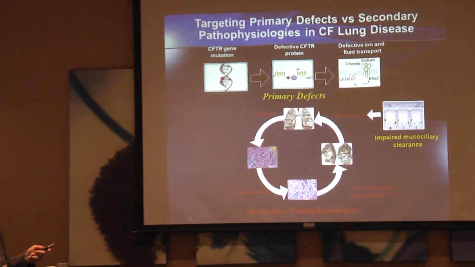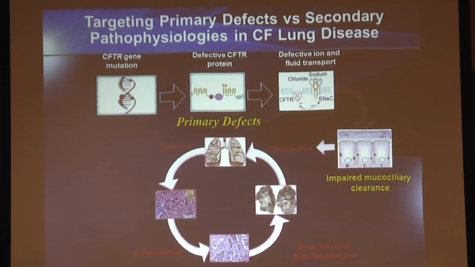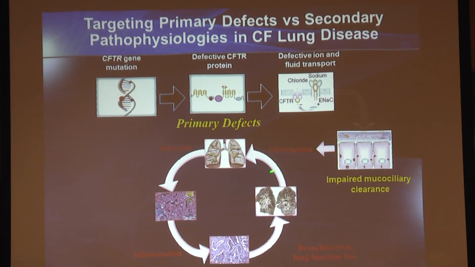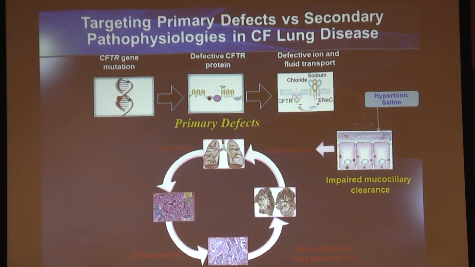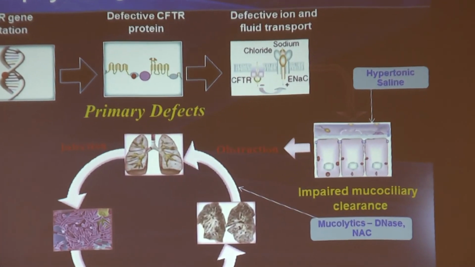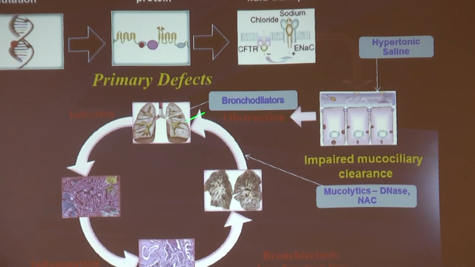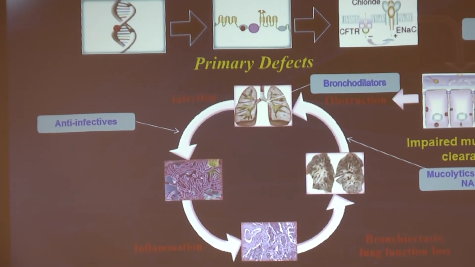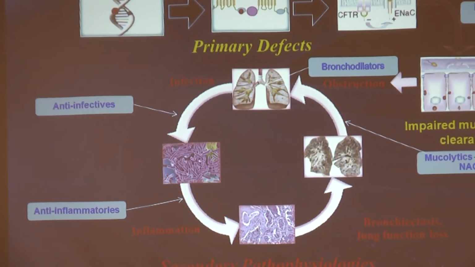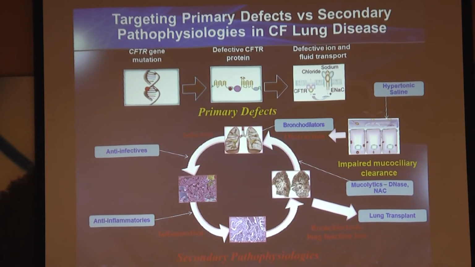So let me just close with the general schema. CF care has grown up around treatment of secondary problems: pathophysiology, obstruction, inflammation, infection, and treatment of the bronchiectasis. So hypertonic saline is trying to improve the clearance, mucolytics trying to reduce the obstruction, bronchodilators also to reduce the obstruction by opening the airways, anti-infectives to deal with the infection, anti-inflammatories, and when all else fails, referral for lung transplant.